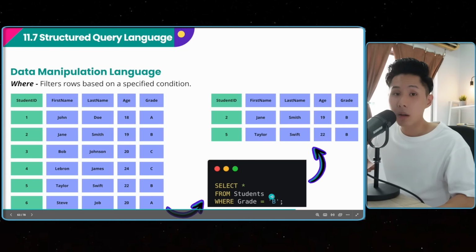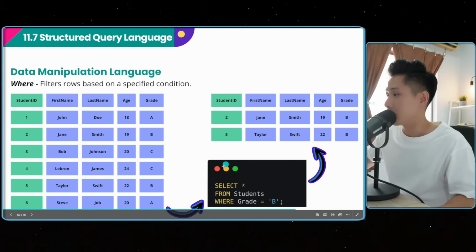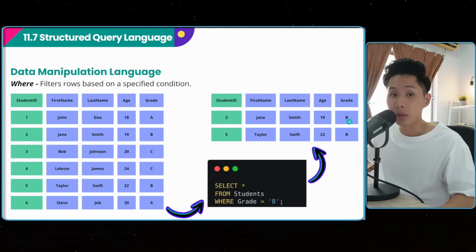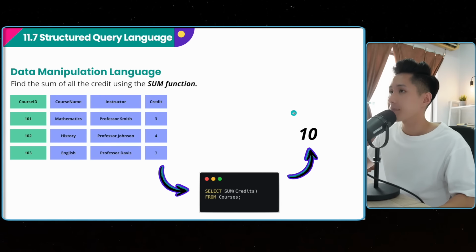And once you key in the command and the DBMS runs it, this will be the only data that will be shown. So you can see that only students who got a B are shown to the user. Where filters rows based on a specified condition.